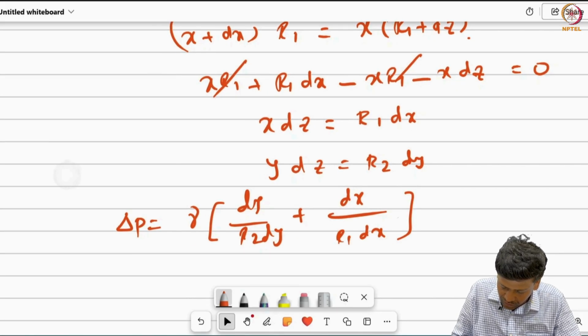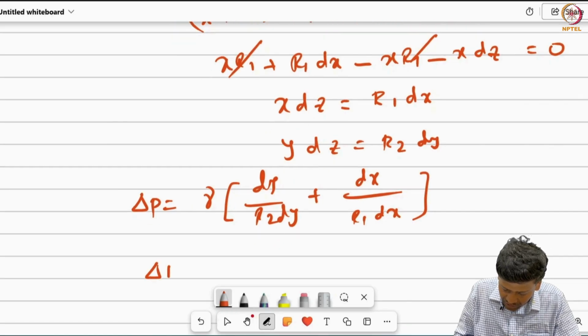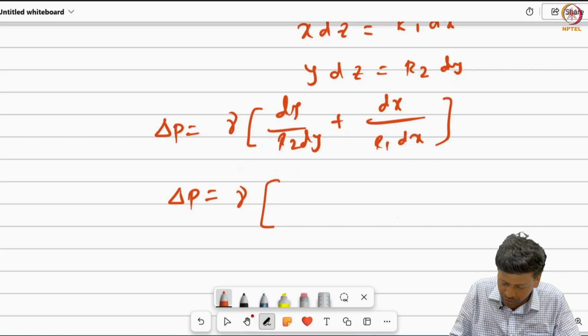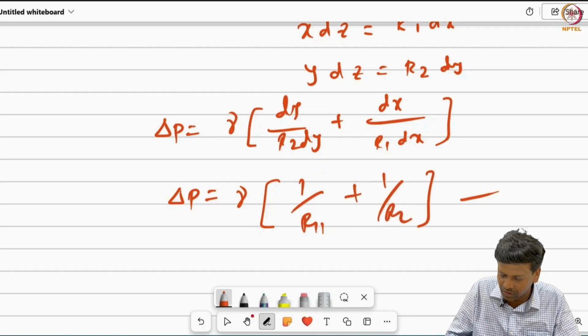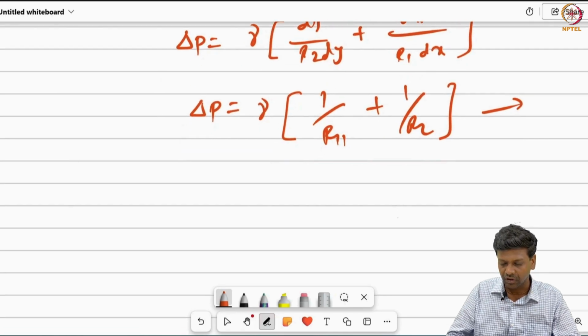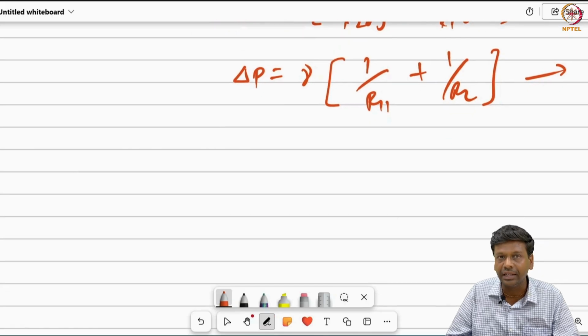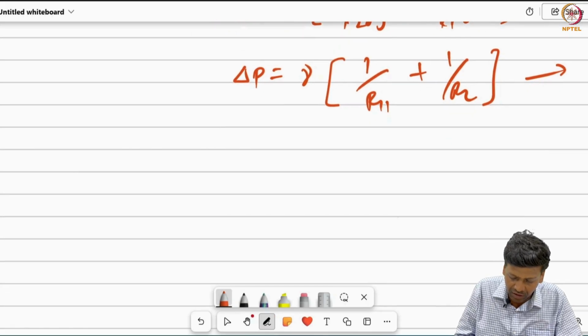Okay, so then simply I will have delta P, which is nothing but gamma into d(1/R1 + 1/R2) itself. So this is our compact Young-Laplace equation in the general case. Let's consider limiting cases. Let's say we deal with cylindrical geometry.